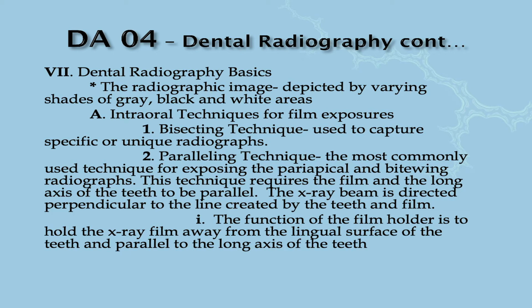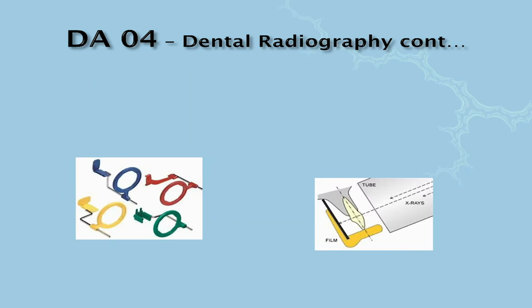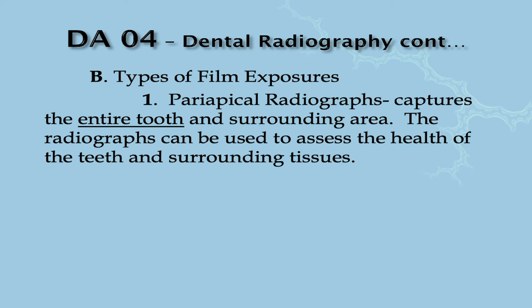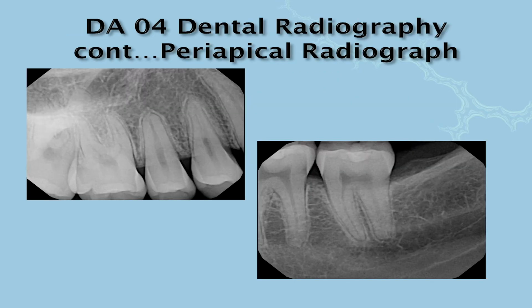The function of the film holder is to hold that x-ray film away from the lingual surface, or inside surface, of the teeth and parallel to the long axis of the teeth. So the types of different film exposures, or the different types of x-rays more or less that you'll be taking, are as follows. Periapical radiographs, which are also known as PAs, capture the entire tooth and the surrounding area.